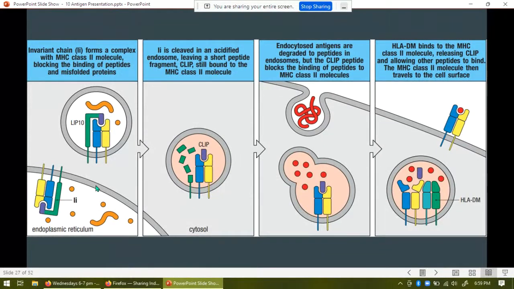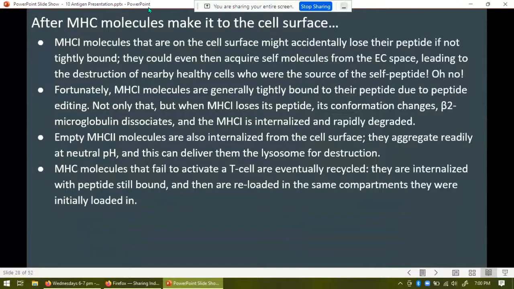So here's the pathway in a nutshell. The invariant chain CD74 forms a complex with MHC2 inside the ER, blocks the binding of peptides and misfolded proteins. Then that buds into a vesicle where the CD74 is trimmed down to LIP10, and then it's trimmed down to CLIP. Then HLA-DM strips CLIP out of MHC2 and allows a new peptide to come in and bind to MHC2, and then MHC2 is targeted to the cell surface. Okay, so that is MHC2 in a nutshell, and I'll leave this slide for next time.